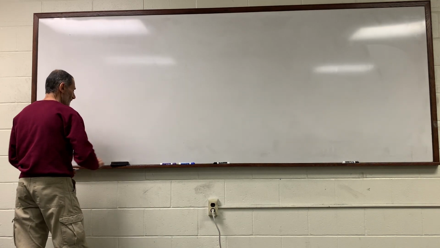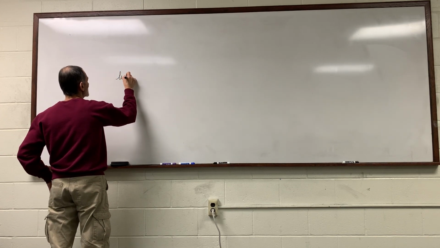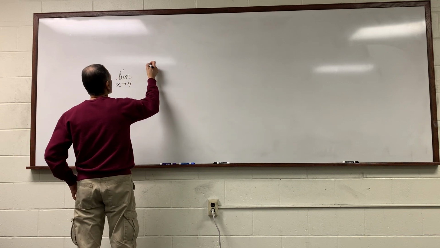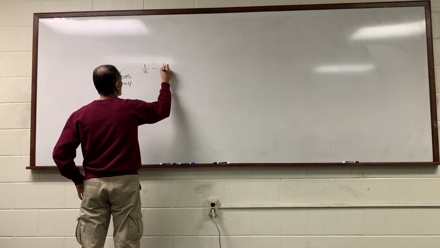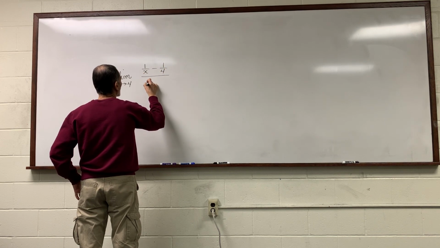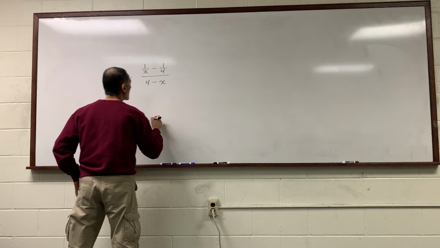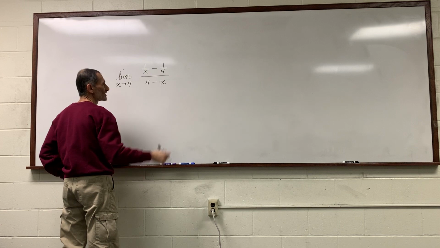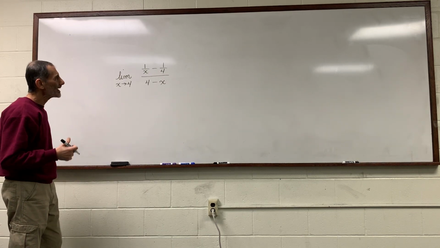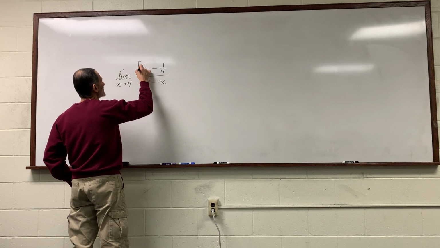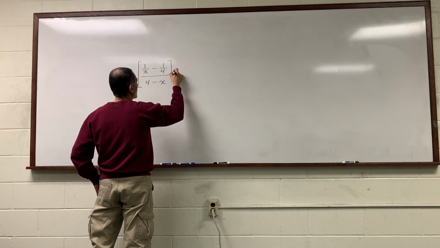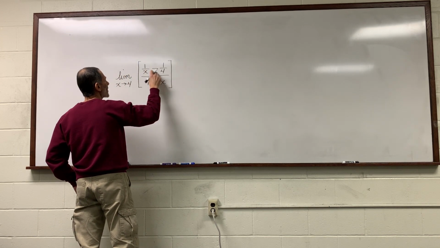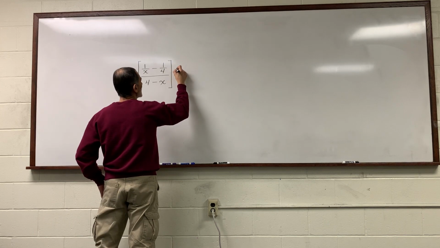Another method for other function types, well, we had functions like this. The limit as x approaches 4 of 1 over x minus 1/4 over 4 minus x. And we saw that if we plugged in the 4, we had 1/4 minus 1/4, which is 0, over 4 minus 4, which is 0, indeterminate form. But at that time, we said, well, we have an algebraic manipulation that will do the job here. We'll multiply both numerator and denominator by the common denominator of these two fractions, that is 4x.